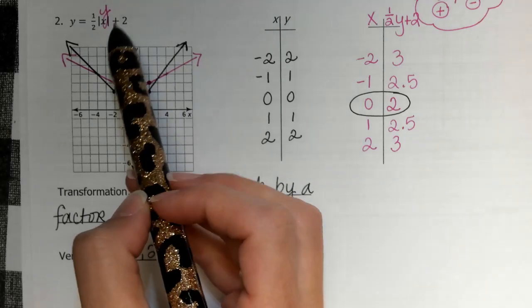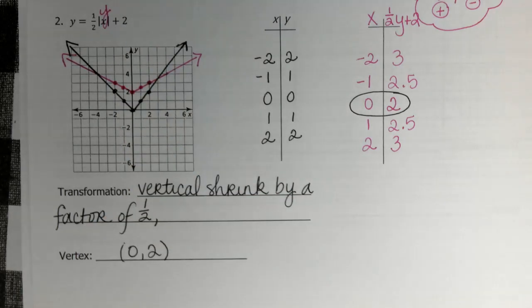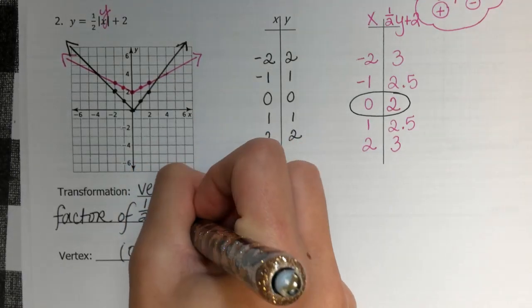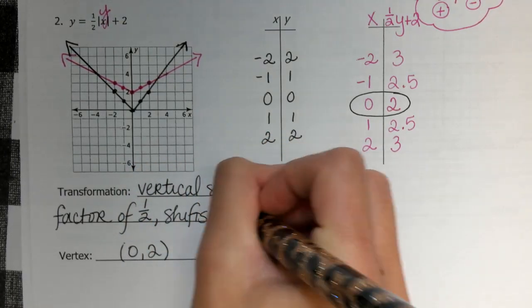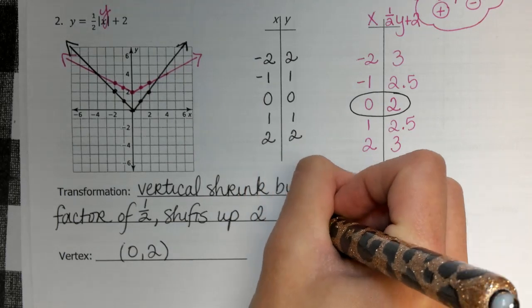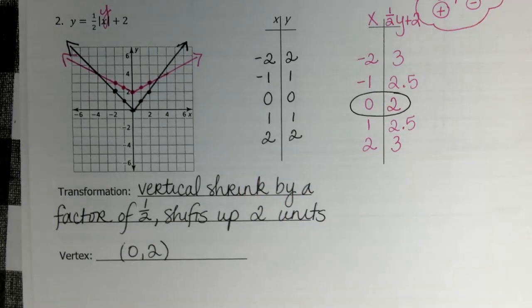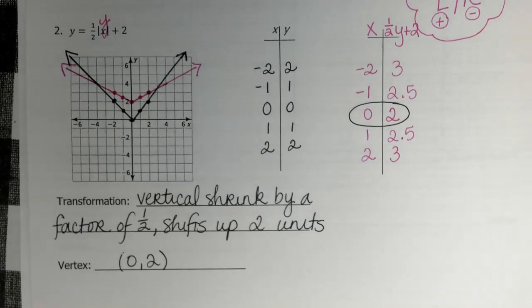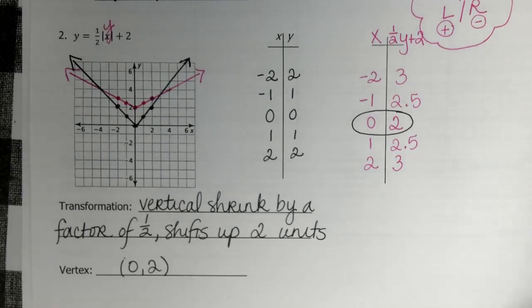And then what did the plus 2 do for my graph? It shifts up 2 units. Always tell me how many units. So direction and how many units. Okay? Y'all good with that? Y'all understand that? Okay.